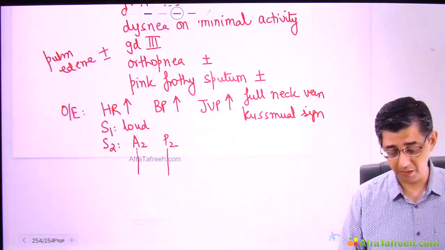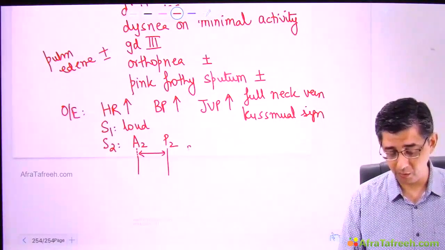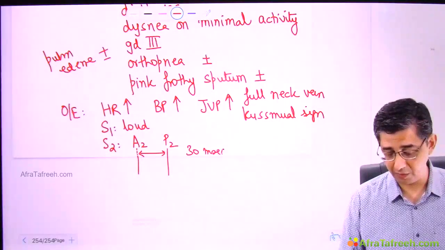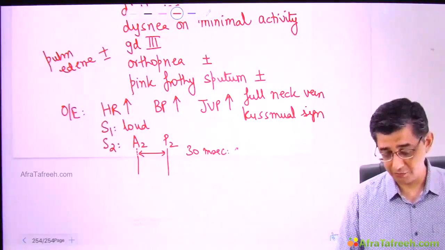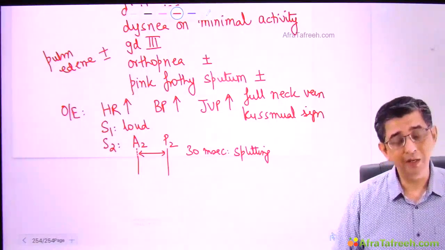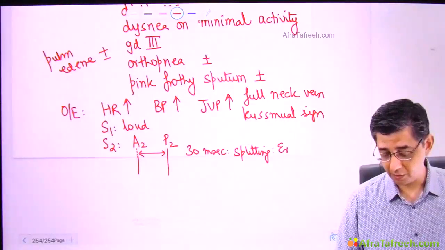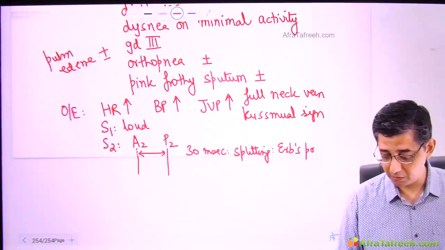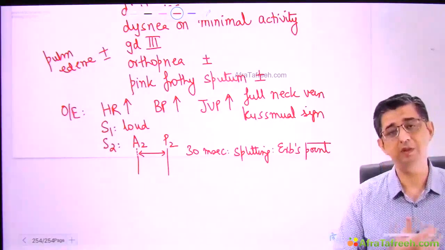You are very much familiar that normally the gap between A2 and P2 is approximately 30 milliseconds, which we call splitting. And this is a physiological splitting that is present in all of us. This splitting is best heard at Erb's point. The location of Erb's point would be the third intercostal space on the left hand side.